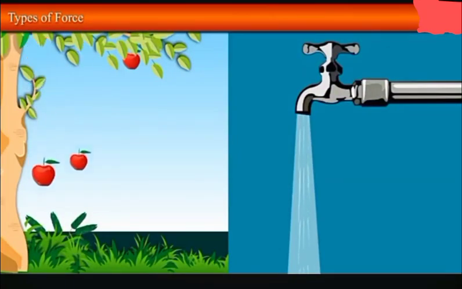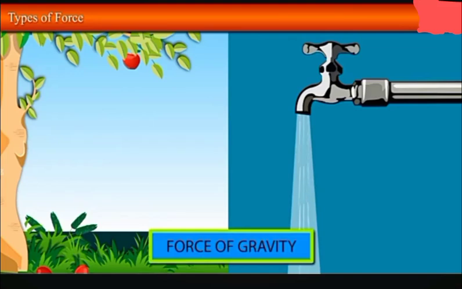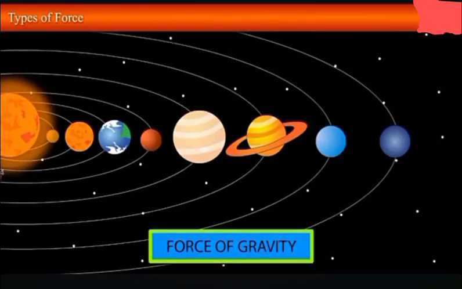Objects or things fall towards the earth because the earth pulls them. This force is called the force of gravity. Water begins to flow towards the ground as soon as we open a tap. A fruit always falls down towards the earth. Force of gravity is an attractive force. All the planets in the solar system revolve around the sun due to this force of gravity.